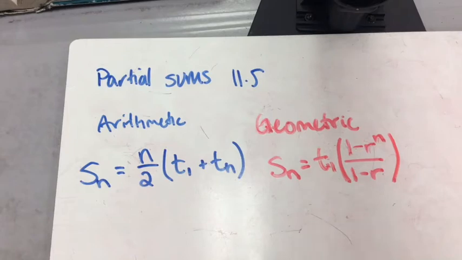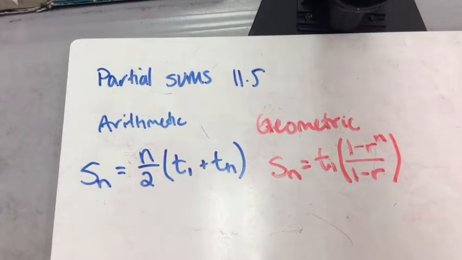Okay, this is section 11.5 and it's called partial sums. So what we're doing is we're taking series and we're adding up a certain amount of the series and seeing what we get. That's why it's called partial sums. There are ways to play with infinity and get the entire sum of different sequences, and we'll talk about that a little bit, but first we need to get comfortable just applying these formulas, okay?